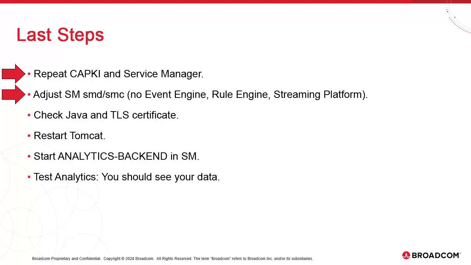This is the reason we copied application.properties from the V24 install folder. Those settings have been removed. Check Java and the TLS certificate. Then you restart Tomcat, start Analytics Backend and Service Manager, and test Analytics. If your data is there, you're up and running.